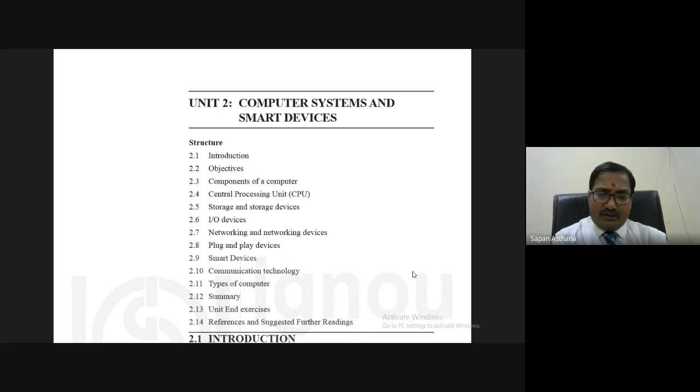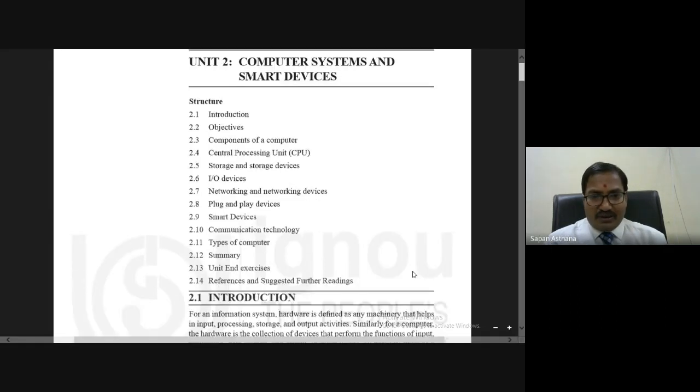Dear learners, you know very well, an information system works on the basis of hardware and software. Hardware means specifically the various physical components of information technology. Software means various programs that are designed by software engineers, the computer science engineers, for achieving a specific objective, what you want to do. Here today, we will study a very important topic: computer system and smart devices.